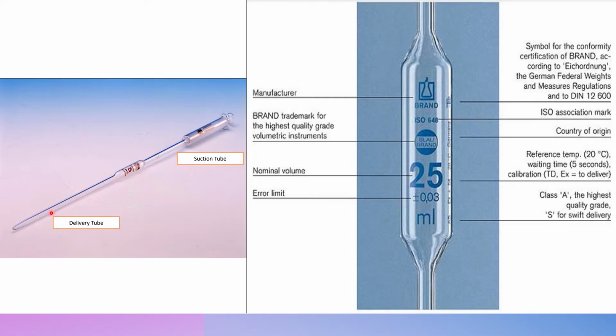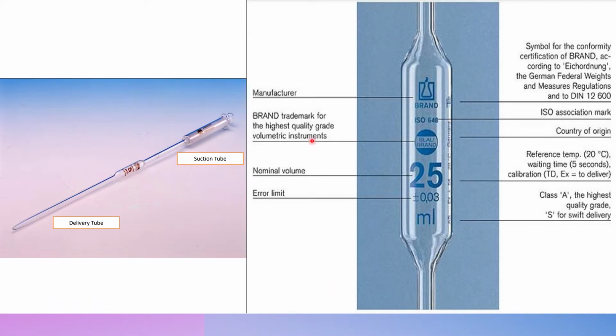And this area here is the delivery tube. This is the portion where you attach or place the pipette's delivery tube to the receiving vessel. So this area here is for the suction bulb, the suction tube in this area. You will see there's a suction bulb later. And this area here is the delivery tube, where you place it on the receiving vessel. Let's go back here.